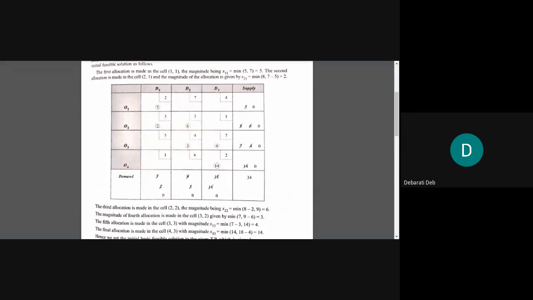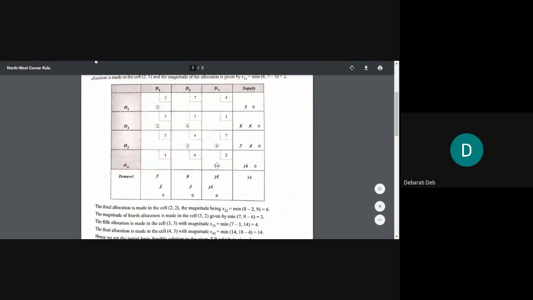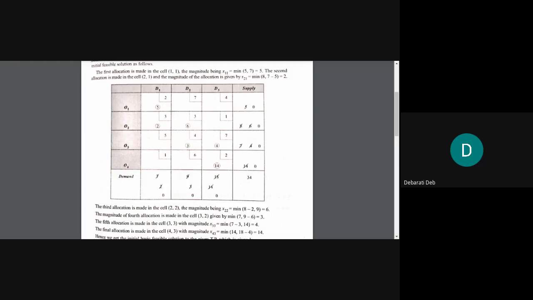Now, you will take the lowest one out of these two. Out of 5 and 7, which is the lowest one? The lowest one is 5. That's why you will write 5 in this box and circle it. This is called allocation.